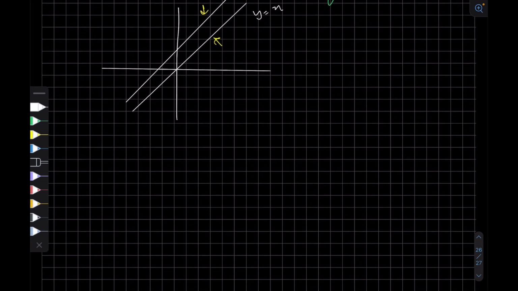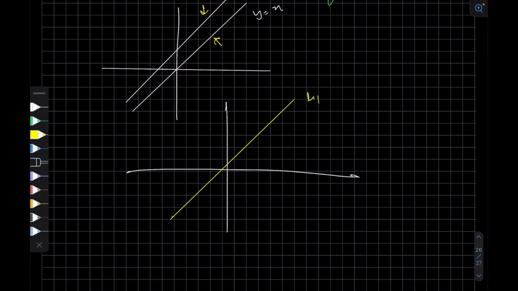Alright, one more case is that, let's say, there's this line 1, and there's this line 2 that is perpendicular to it. Being perpendicular really means that there's a 90 degree angle between them.